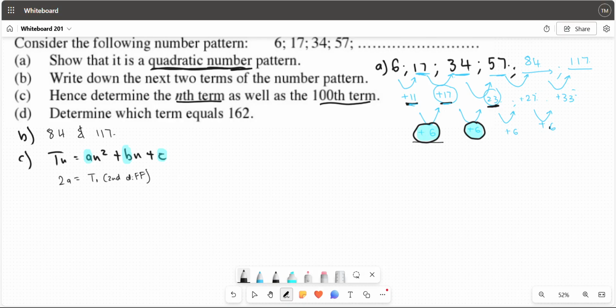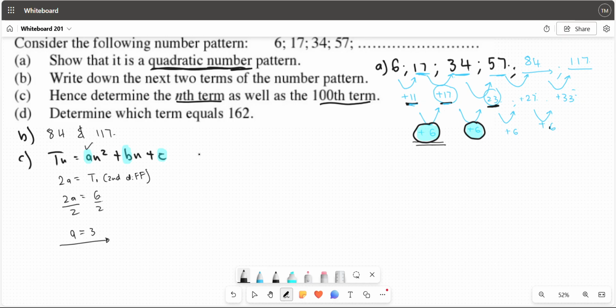So what is term number 1 of second diff? It's this positive 6 here. So 2A is actually equal to positive 6. And if I divide by 2 and I divide by 2, A is equal to positive 3. I've solved for the A.